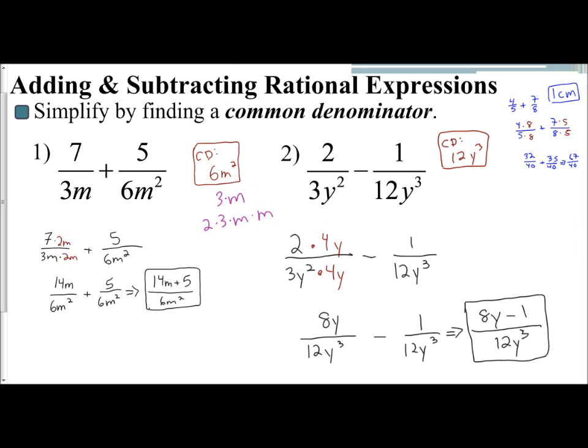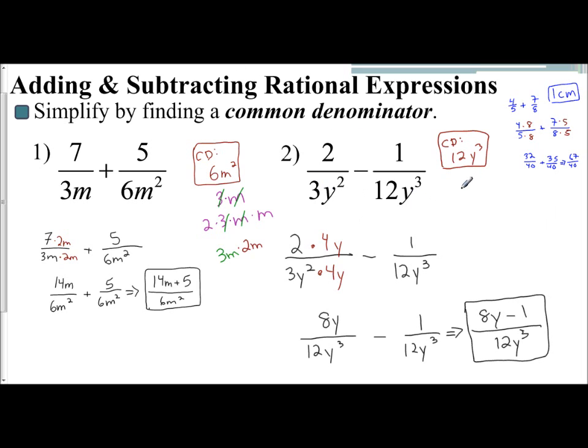And what I look for is, what do they have in common? They have a 3 in common. They have an m in common. So I write that down. That's what they have in common. What are they missing? Well, they're missing the 2 and the m. And so 3m times 2m is 6m squared. And so this is how you kind of find your least common multiple.